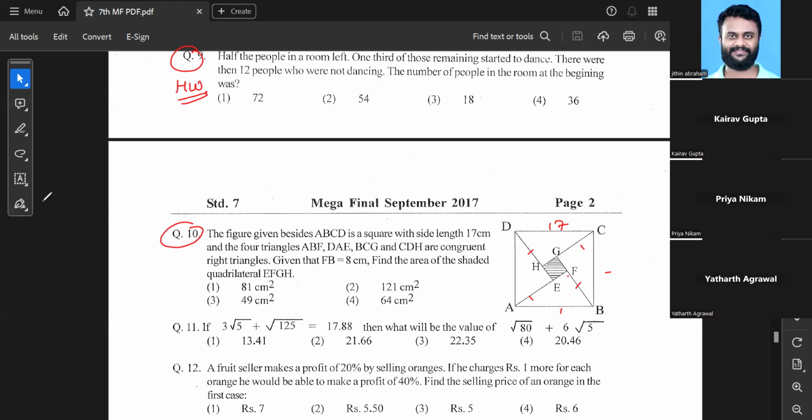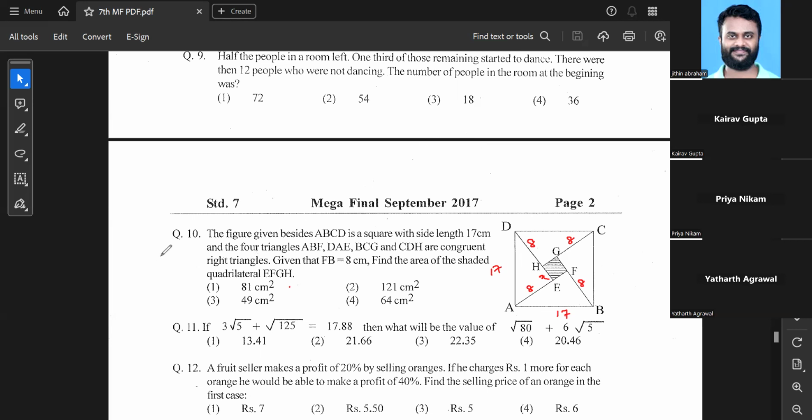So if this is 8, wait, I'll erase everything. If this is 8, then obviously this is going to be 8, this is going to be 8, this is going to be 8. And find the area of the shaded quadrilateral. That's going to be an easy problem for us because of the congruency. Let me call this X. This is 17. It will be solved by Pythagoras theorem, and the answer will come.